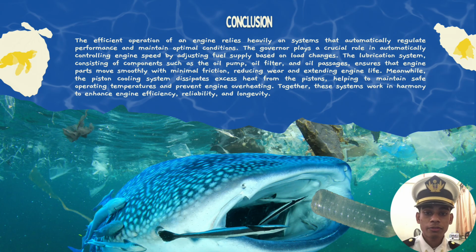For the conclusion, the efficient operation of an engine relies heavily on systems that automatically regulate performance and maintain optimal conditions. The governor plays a crucial role in automatically controlling engine speed by adjusting fuel supply based on load changes. The lubricant system, consisting of components such as the oil pump, oil filter, and oil passages, ensures that engine parts move smoothly with minimal friction, reducing wear and extending engine life. Meanwhile, the piston cooling system dissipates excess heat from the pistons, helping to maintain safe operating temperature and prevent engine overheating. Together, these systems work in harmony to enhance engine efficiency, reliability, and longevity.